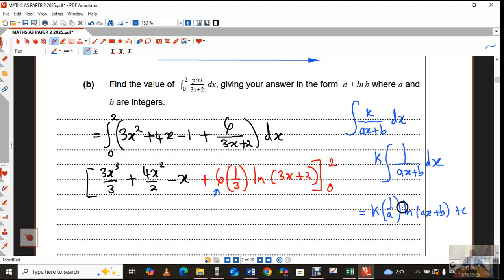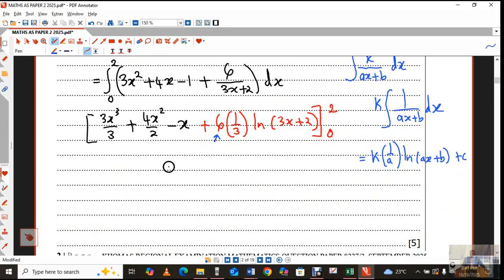So that is one of the general rules that you're supposed to know, and that is what you're seeing happening over here. Okay, right. So let's just go ahead and clean this up so that you can evaluate what that integral would be. So on this side, if I clean this up, this is going to give me x cubed. This is going to give me 2x squared minus x, and you have 6 times a third. That is going to be positive 2 times the natural log of 3x plus 2, and obviously we're going to take from the limits of 0 up to 2.